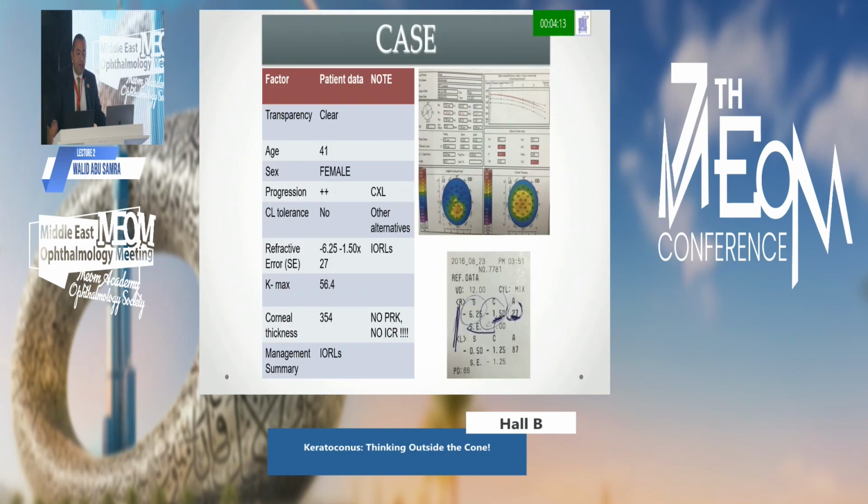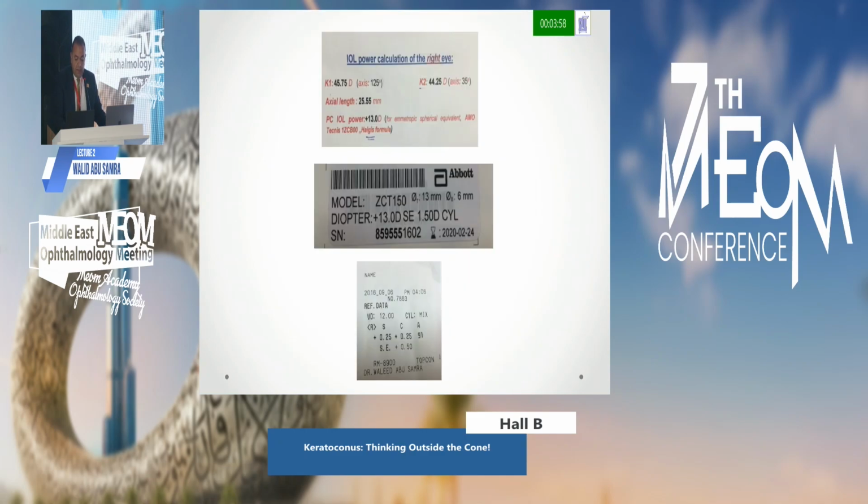And this is one of the cases, a 41-year-old female. Progressive keratoconus was stabilized by cross-linking, with this refraction, with Kmax 56, and corneal thickness, of course, not suitable for ICR. And this is the refraction of the patient. On the second day, it was very surprising, it's only this refraction with 6/9 unaided.